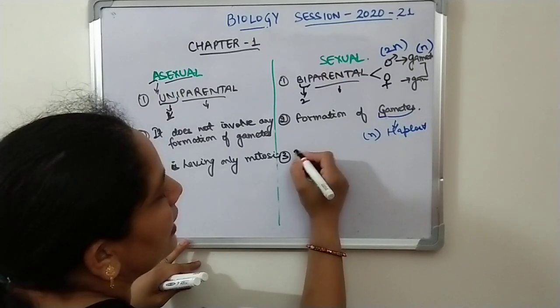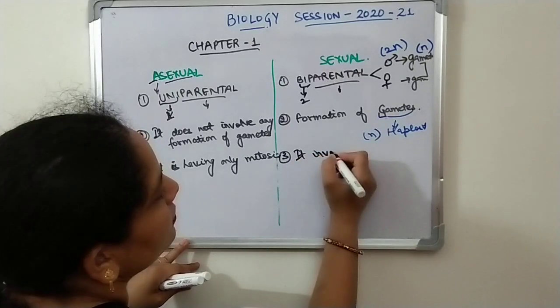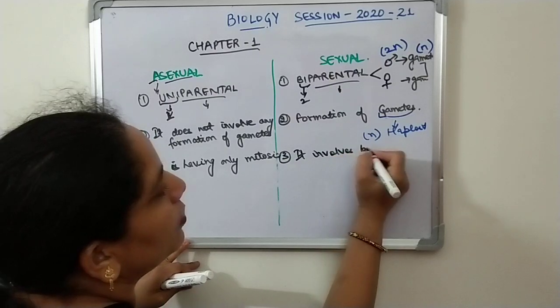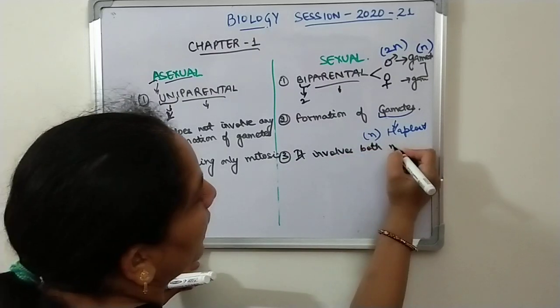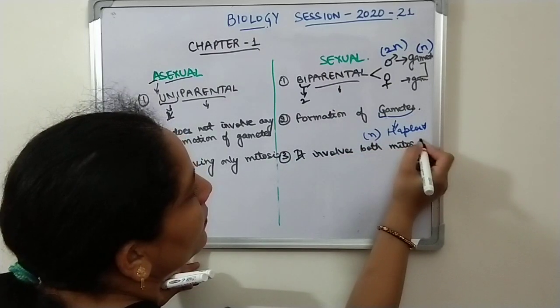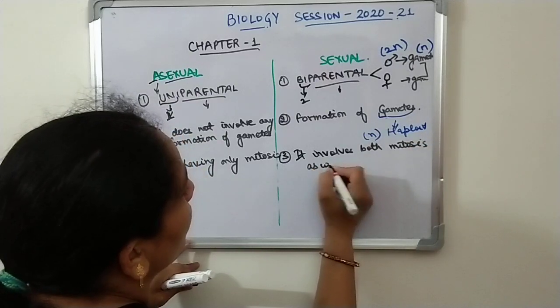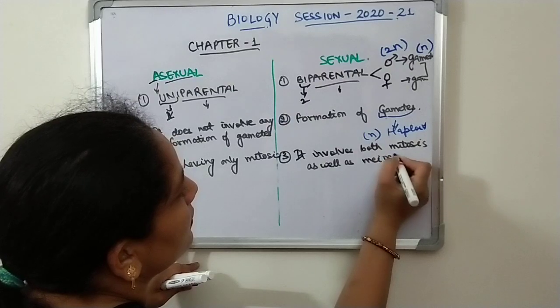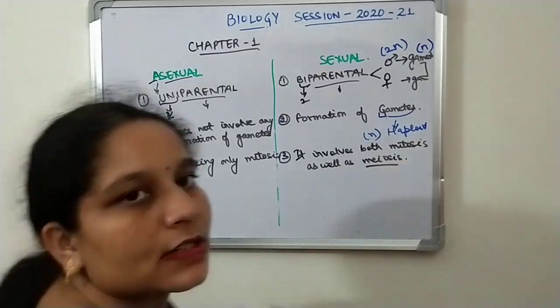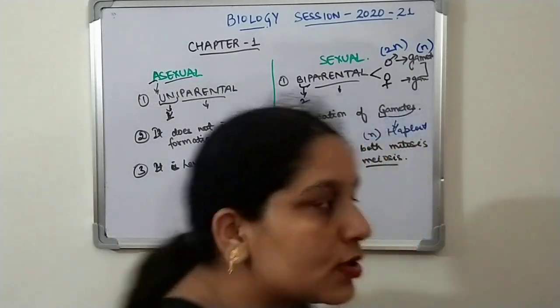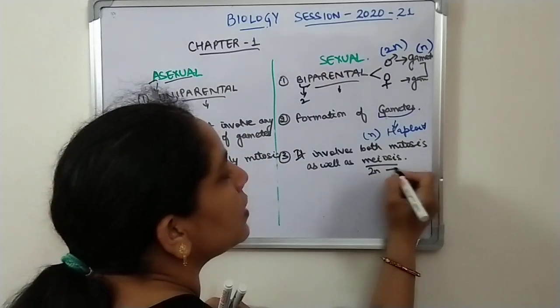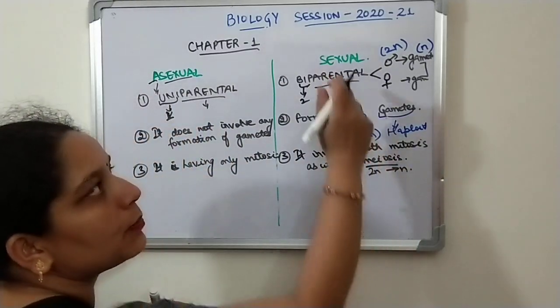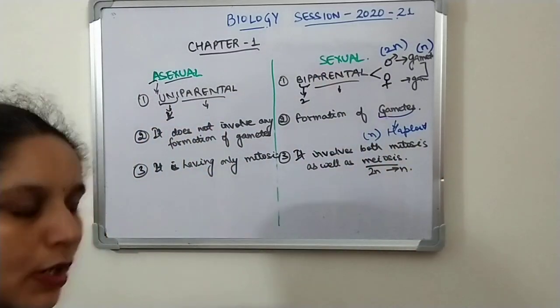Means it involves both, what? Mitosis as well as meiosis. Meiosis is a type of reductional division which is used for conversion of 2n to n. That's why it is important in the case of sexual reproduction.